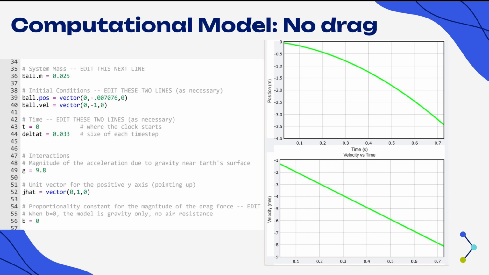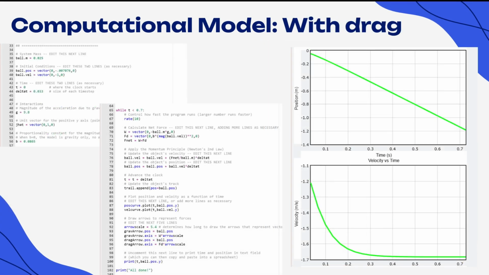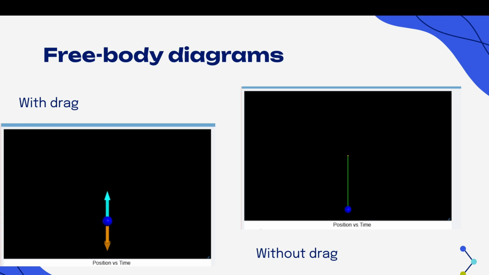is changing. And then the computational model with drag, we have to set a b value of 0.0865, which we got from the equations used. And then we also set w, fd, and f net equal to different things to be able to calculate the model with drag, as you can see in the code over here. And this one results in a more linear position versus time graph, but definitely the velocity still isn't constant, as you can see. And we also get free body diagrams to this code, so you can see the difference between with drag and without the arrows that are at play on the diagram.